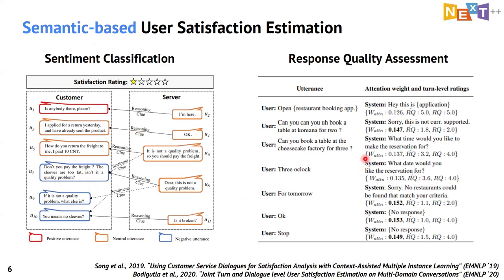And another solution will be response quality assessment, which aims to assess the quality of the system-generated response based on certain semantic features. However, we can see that this semantic-based estimation may fail to align well with the goal of the conversation because it mainly focuses on the content feature of the conversation.